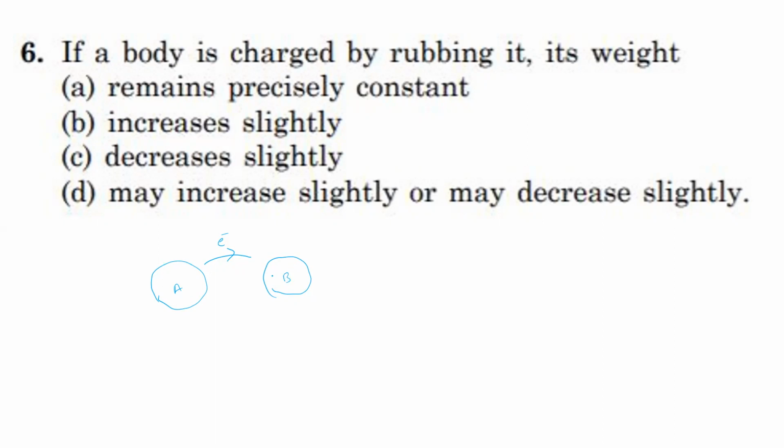So when we rub two bodies, the body which loses electrons loses matter, so its mass slightly decreases, so the weight decreases, and the body which gains electrons gains some mass, so its weight slightly increases. Here for this question, when the body is rubbed, whether it gained electrons or lost electrons, we don't know. If it gained electrons, its weight increases. If it loses electrons, its weight slightly decreases. For this question, it may increase or decrease slightly. So for this question, the answer is the fourth option.